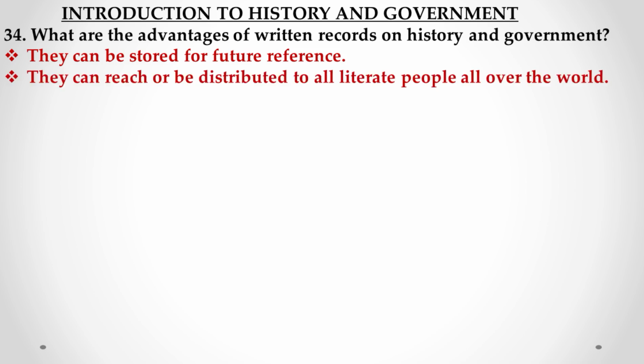Question 34. What are the advantages of written records on history and government? 1, they can be stored for future reference. Another advantage of written records is that they can reach or be distributed to all literate people all over the world. Another advantage, they promote literacy. And literacy is the ability to read or write.